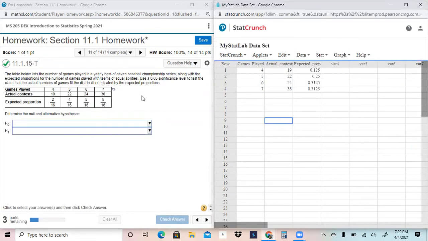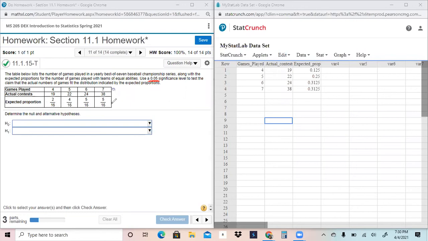Now in this problem, the table below lists the number of games played in a yearly best-of-7 basketball championship series, along with the expected proportions for the numbers of games played with teams of equal abilities. So for best-of-7, if one team wins 4 in a row, they've won, the other team could only get 3. So there could be 4 games played, 5, 6, or they might have to go all the way to 7 games. Use a 0.05 significance level to test the claim that the actual numbers of games fit the distribution expected, indicated by the expected proportions.